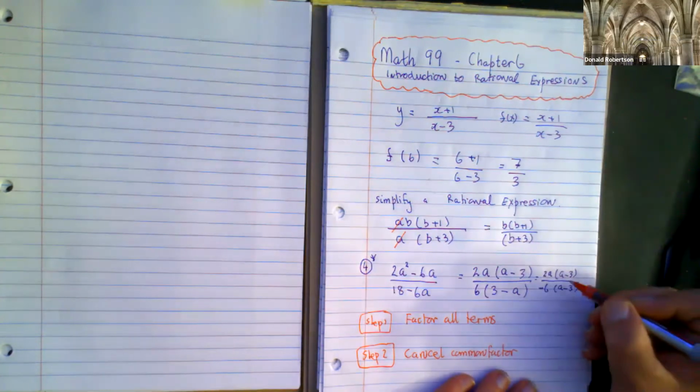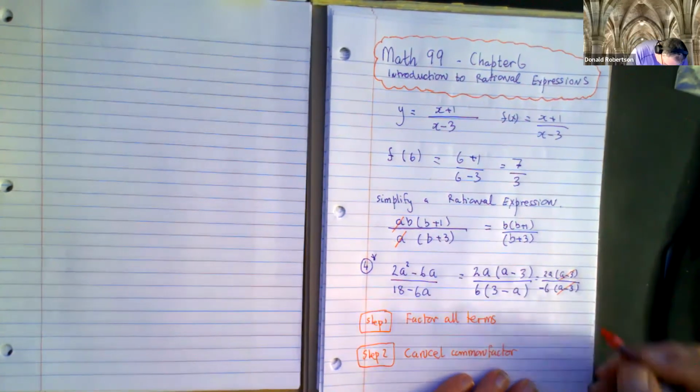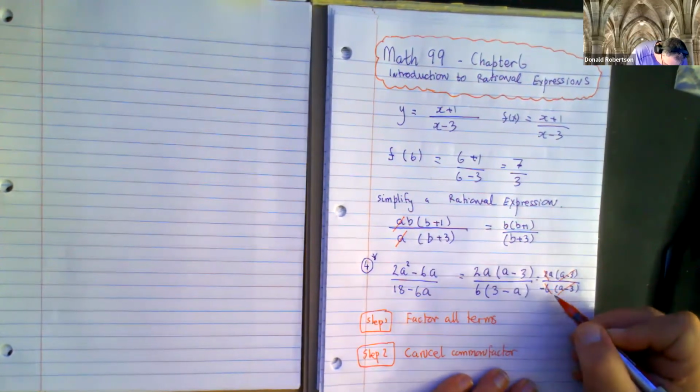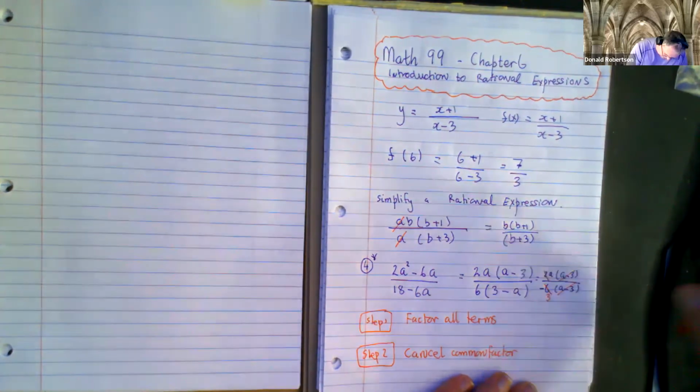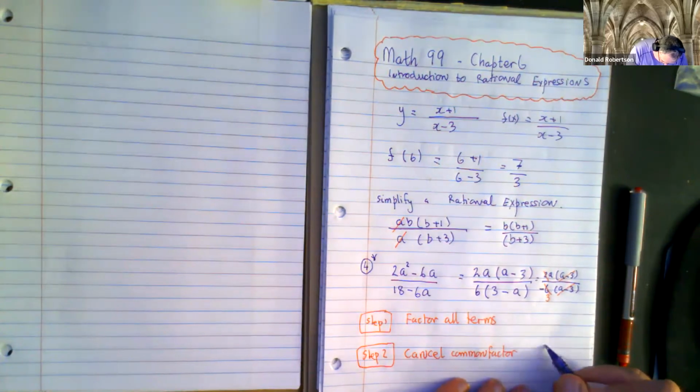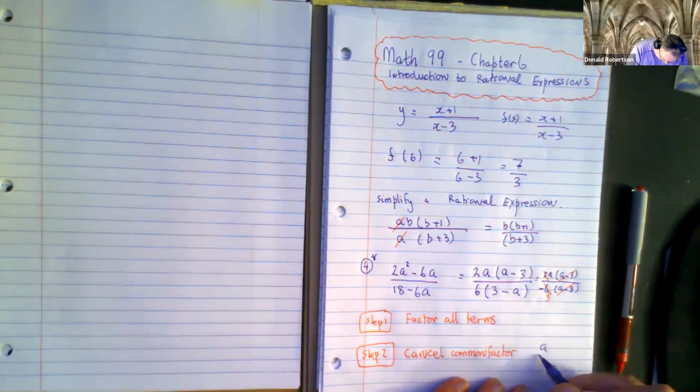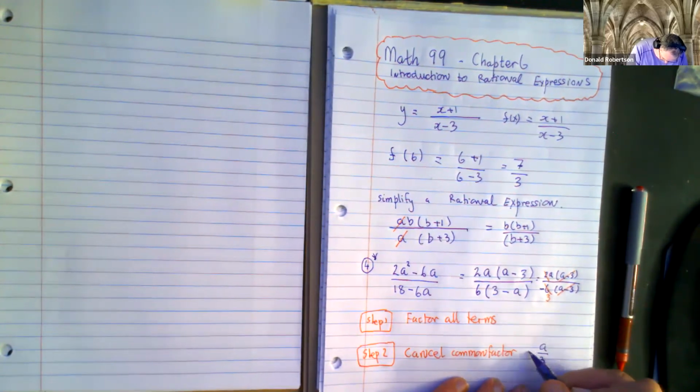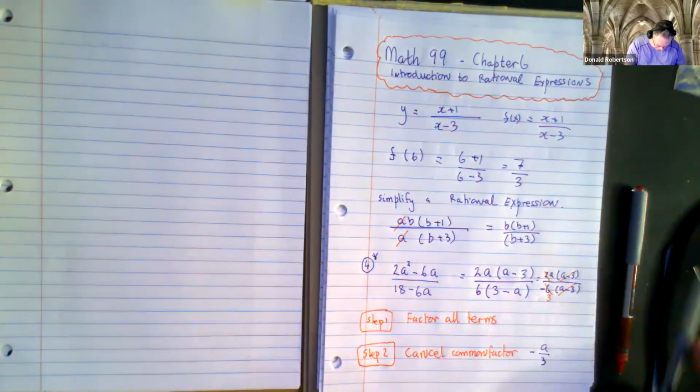So cancel common factor, cancel, cancel. That 6 will cancel with this guy and leave 3. And we are now finished. There's an a on the top. There's a 3 on the bottom. And it's negative. This is your answer.